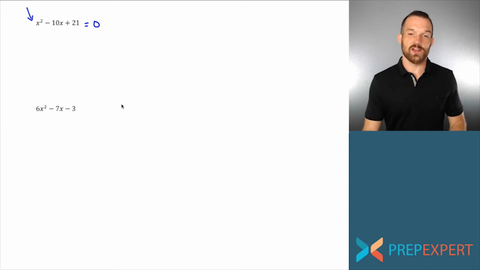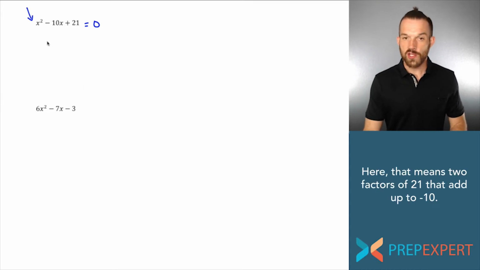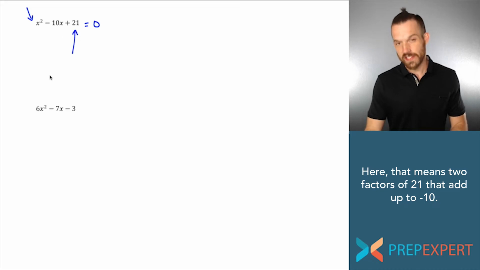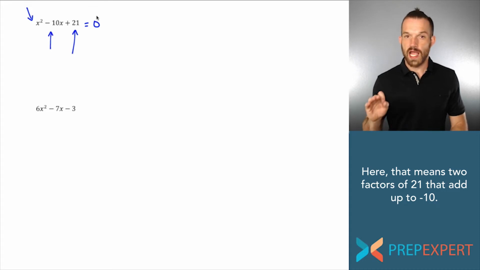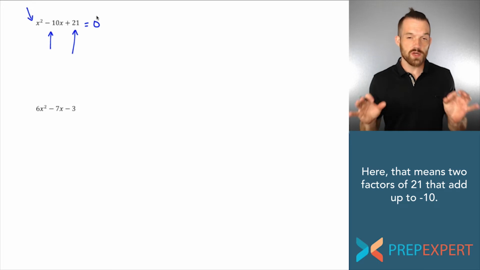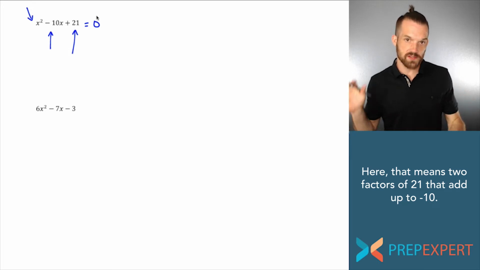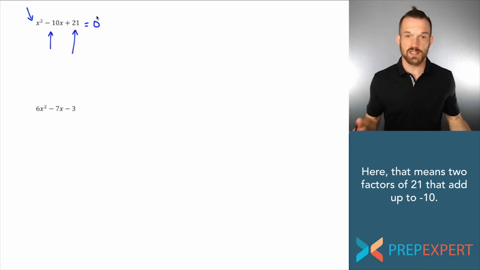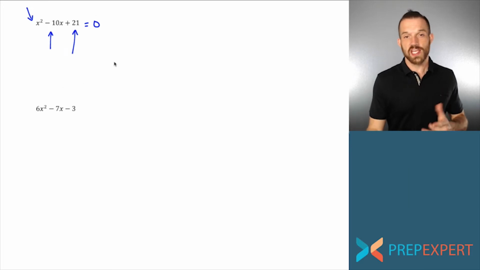When it is the case that your a term is equal to 1, all you have to do is look for two factors of the c term that add up to the b term. As you're looking for two factors of the c term that add up to the b term, it's important to keep in mind the signs of both the c term and the b term. Are they positive? Are they negative? What are they? So in this case, we're looking for two factors of positive 21 that add up to negative 10.